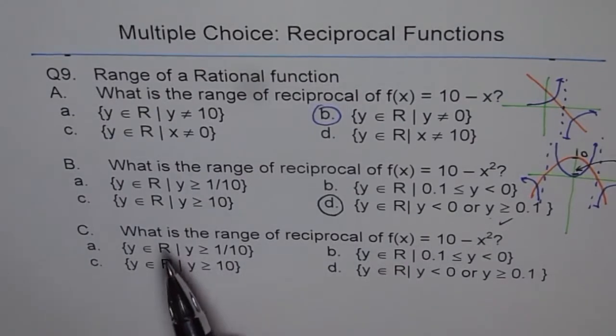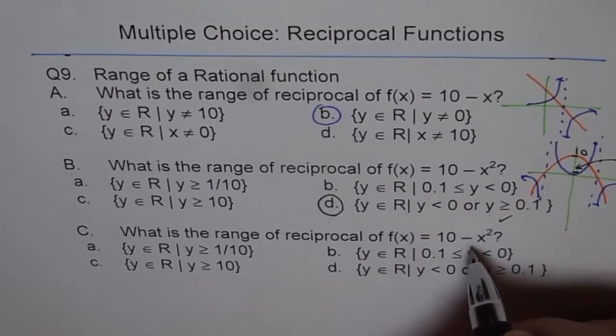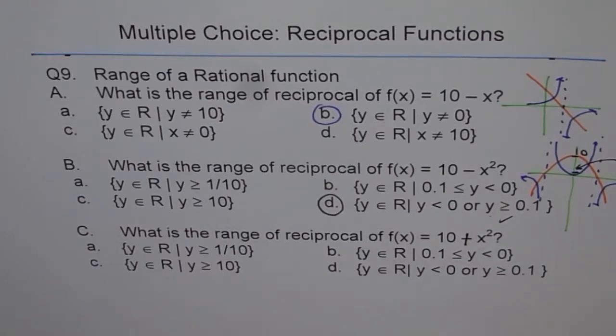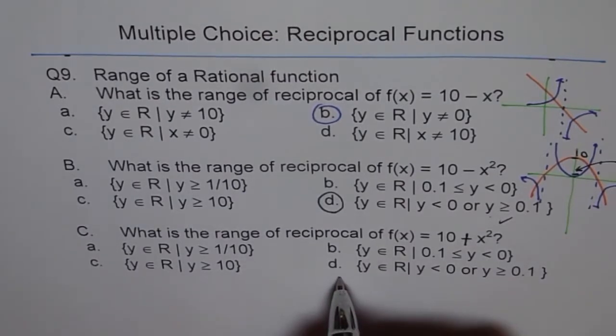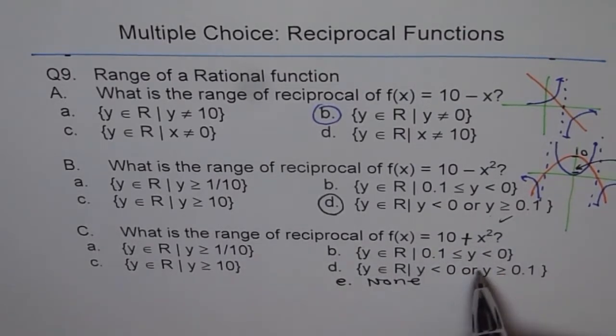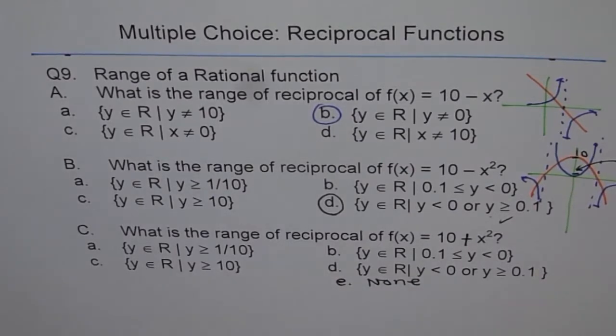The next one, what is the range of reciprocal of this function? So this is a typing error. Let me just say plus here, okay? So we'll just change the question here. So that's for you to do now. Maybe I will add one more option here, E, none, because I really don't know whether the answer has been taken care of or not. So I'm adding one more option for you since I changed the question. Now the question is, what is the range of reciprocal of function 10 plus x square?